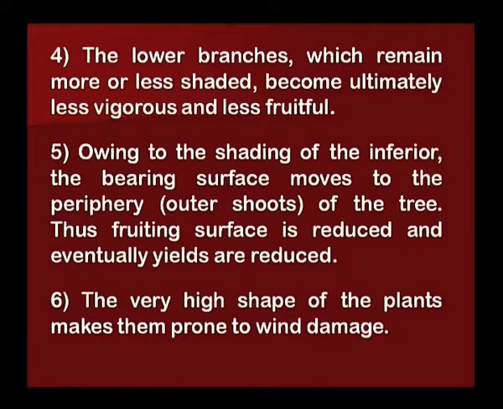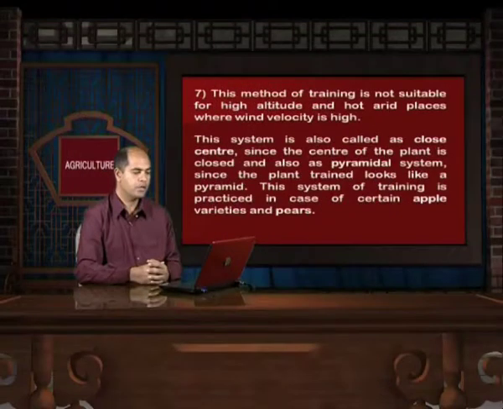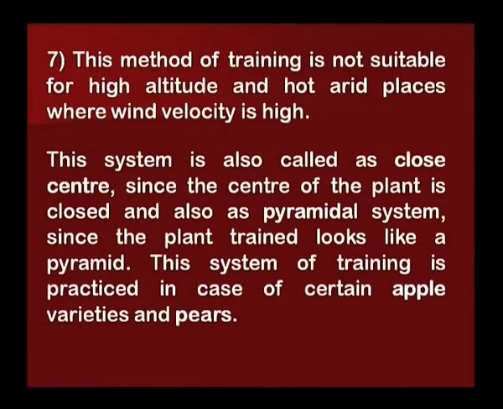Owing to the shading of the inferior branches, the bearing surface moves to the periphery, that is, the outer shoots of the tree. Thus the fruiting surface is reduced and eventually yields are reduced. The very high shape of the plants makes them prone to wind damage. This method of training is not suitable for high altitude and hot arid places where wind velocity is high.